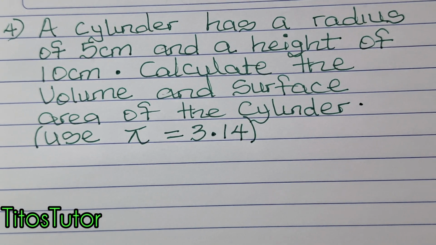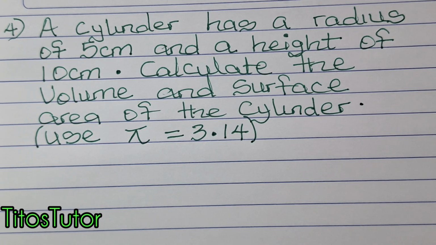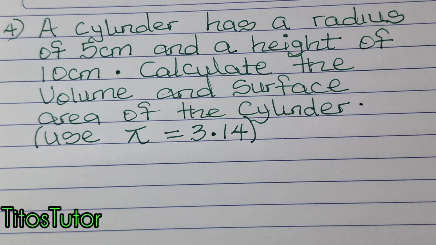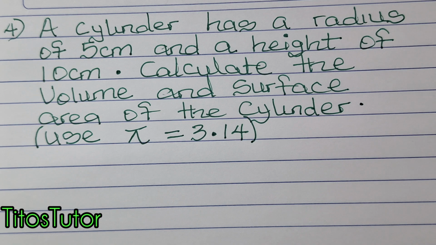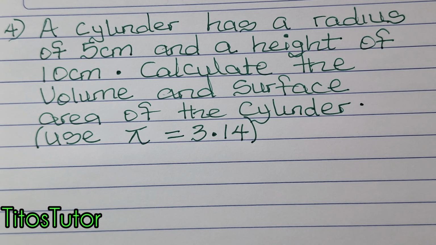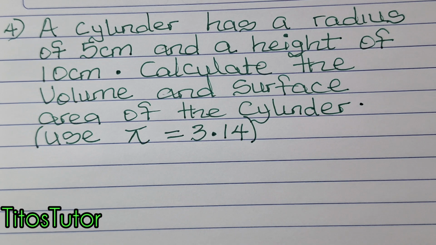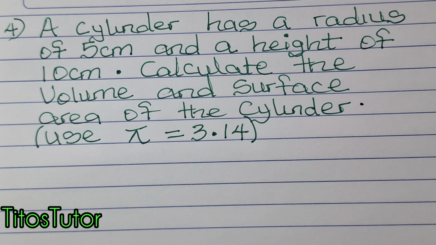Here is question number 4. It says, a cylinder has radius of 5 cm and a height of 10 cm. Calculate the volume and surface area of the cylinder. It says we should use pi as 3.14.